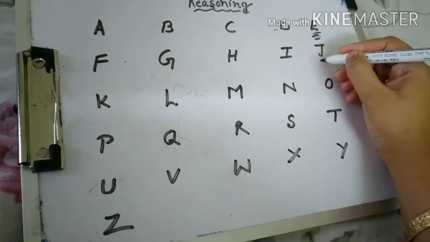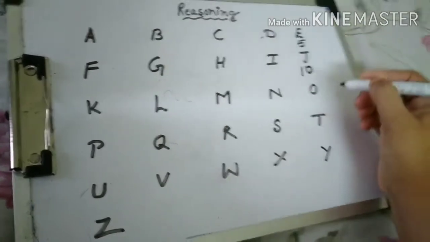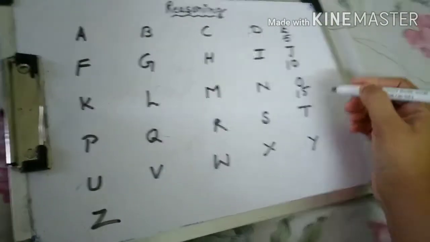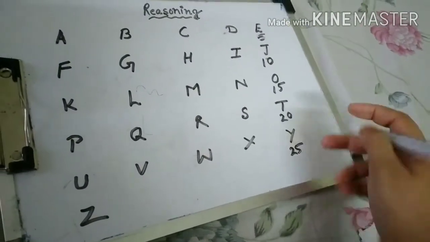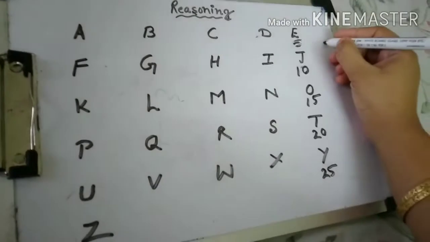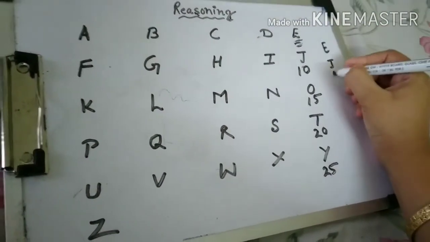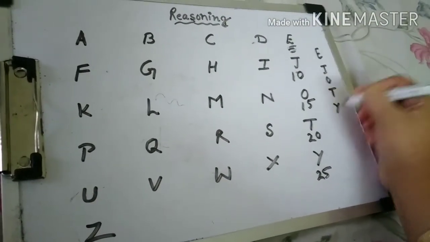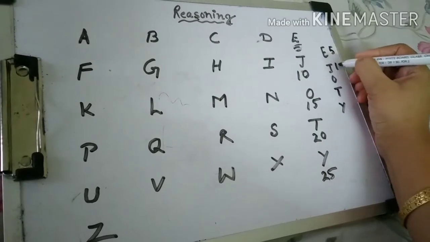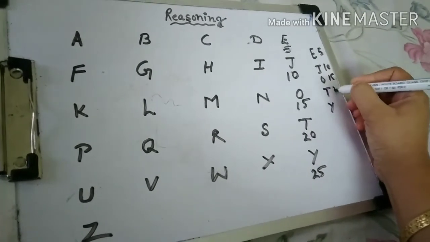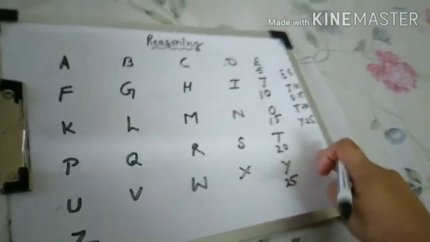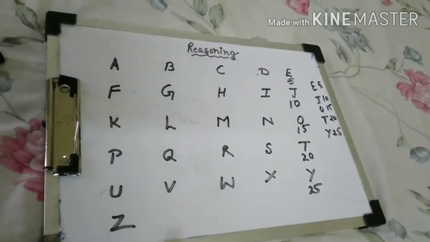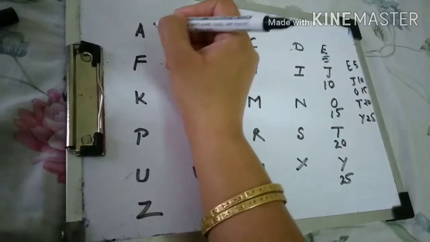5, 10, 15, 20, and this is 25. The word is EJOTI. Here E stands for 5, J 10, O 15, T 20, and I 25. So there are 26 alphabets. This is very easy to remember.